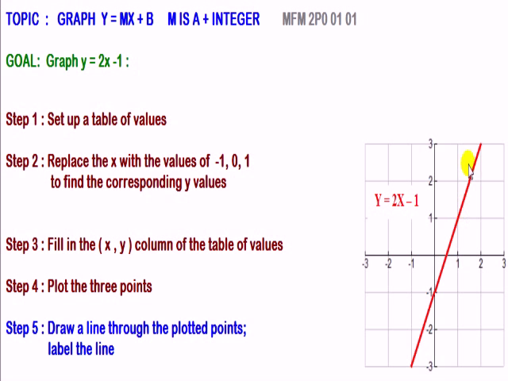So what you do is you draw a straight line between all 3 points and extend it if need be. And then lastly, label your line as y equals 2x minus 1.